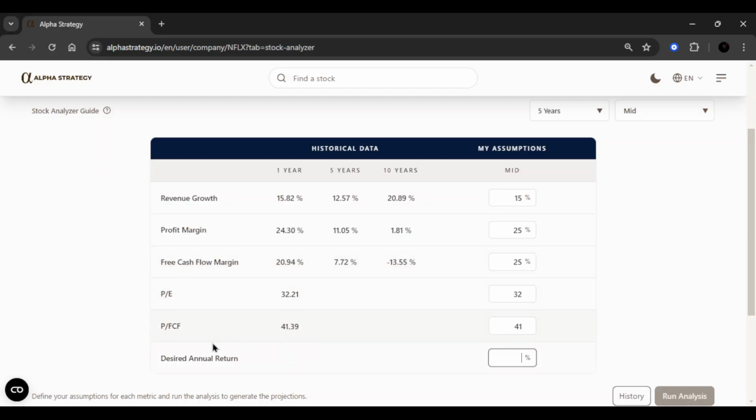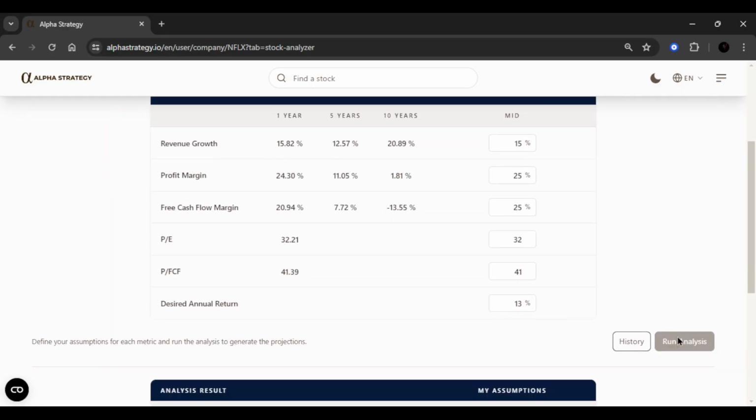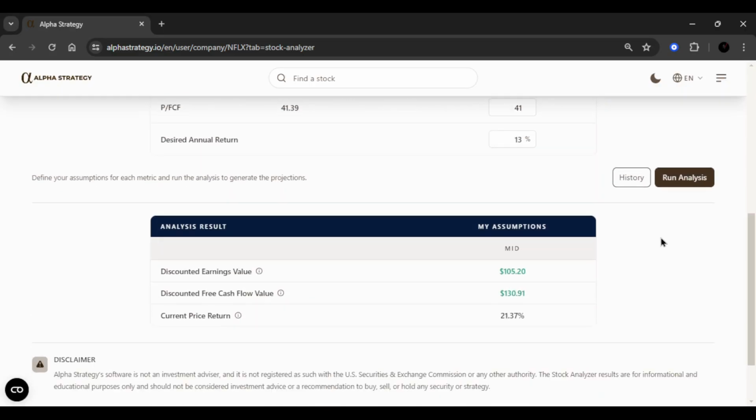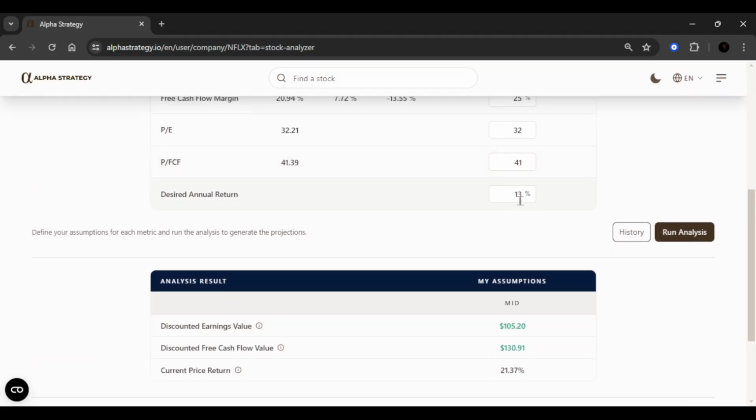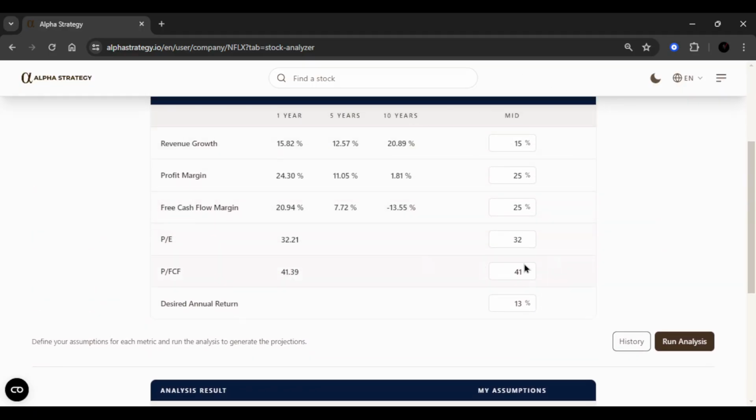Let's just say I want a desired annual return. This is something you need to input as an investor of say 13%. Okay, so this would be the IRR that I want, the internal rate of return. Okay, so if I just click run analysis, it tells me exactly what these numbers mean and what prices I should pay to obtain this 13% if this hypothesis came true, right?